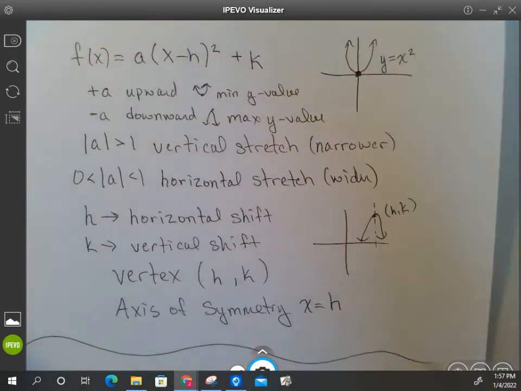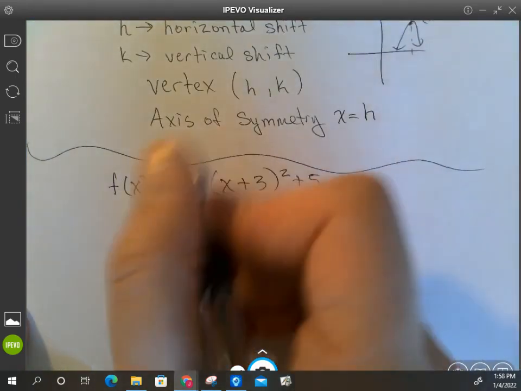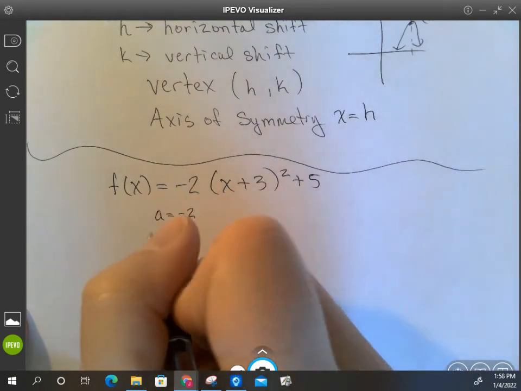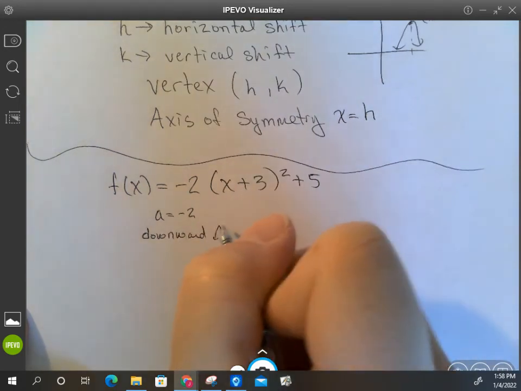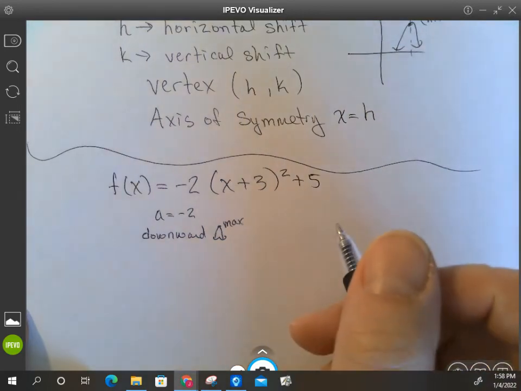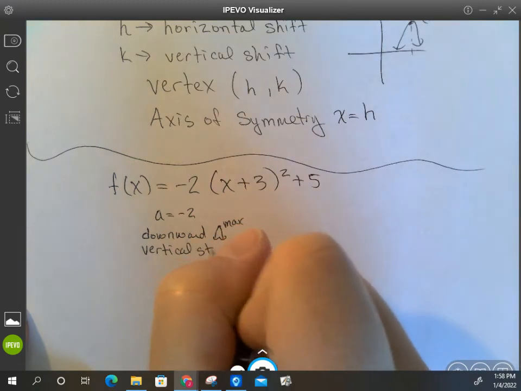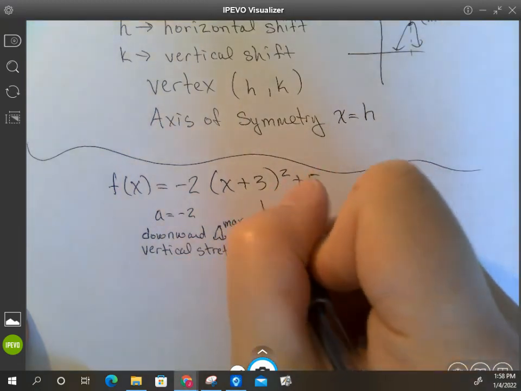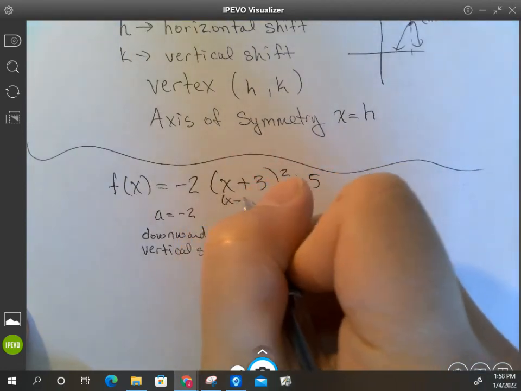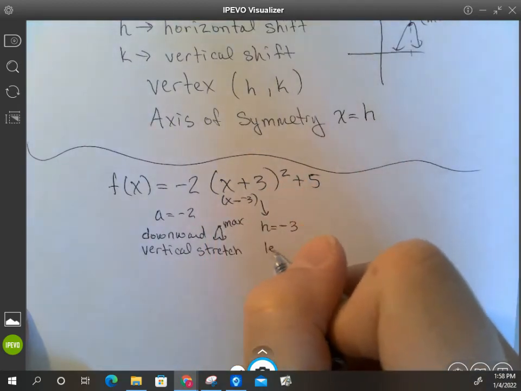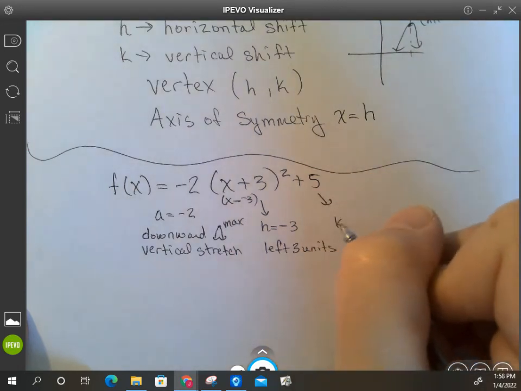Okay, let's do a quick example here. All right, so if this is my example, I have several things that are happening here. A is -2. That means my graph is going to reflect over the x-axis and be going downward. So I can picture that as having a maximum y value. I can also tell you that it's going to have a vertical stretch because the y value is growing 2 times as fast. Now, the h value is not 3, it is -3 because it's really x minus a -3. So that means it's going to move left 3 units. That's the shift. And the k value is 5.